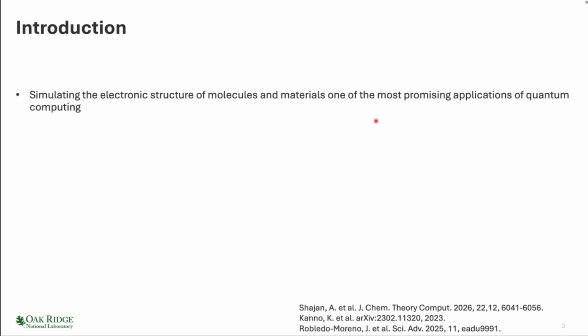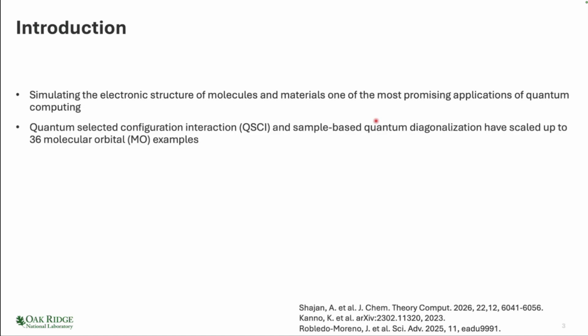The idea here generally, hopefully most everyone knows, is that simulating the many-body electronic structure of molecules and materials has long been promised as one of the most promising applications of quantum computing, going all the way back to Feynman. In the work we're looking at here, this is a version of what's called quantum selected configuration interaction and sample-based quantum diagonalization. Previous studies looking at this, led by IBM, have scaled this up to about 36 molecular orbital examples.